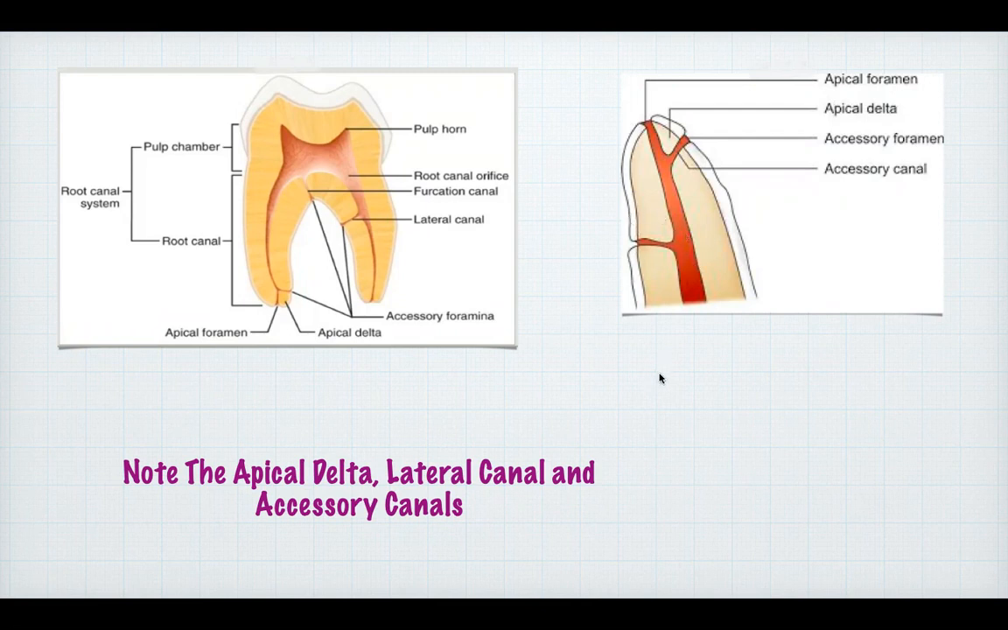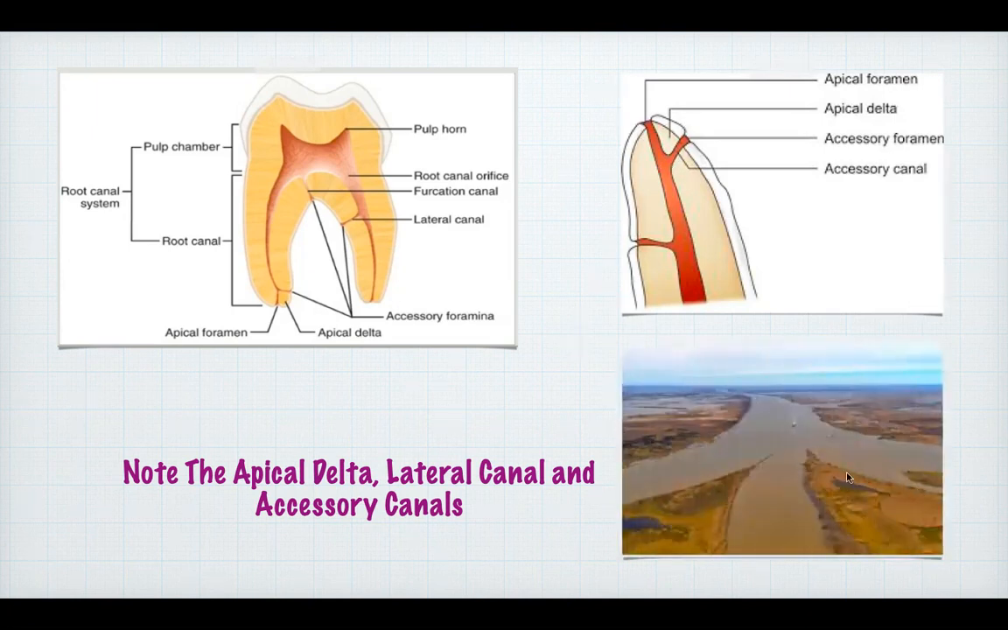What is the difference between the lateral canal and the accessory canal? Both are branches of the main canal, but the lateral canal is situated laterally, and the accessory canal can be present anywhere in the root canal system. Here we can see a small structure between the apical foramen and the accessory foramen, called the apical delta, which resembles a small portion of land between the connection of two rivers.